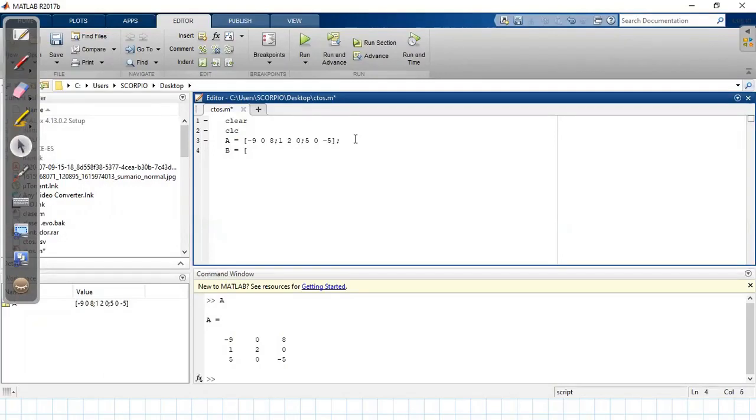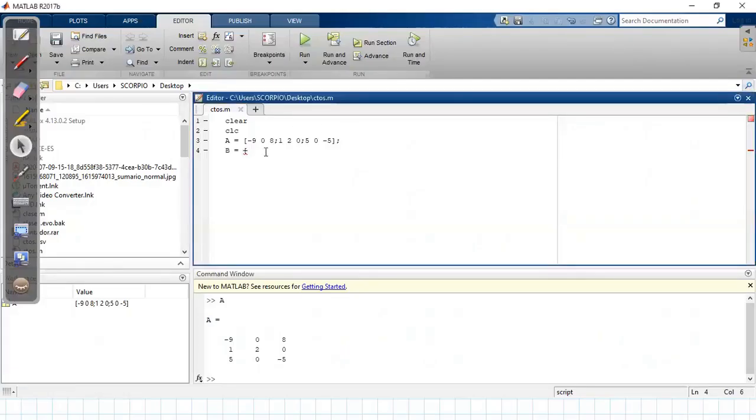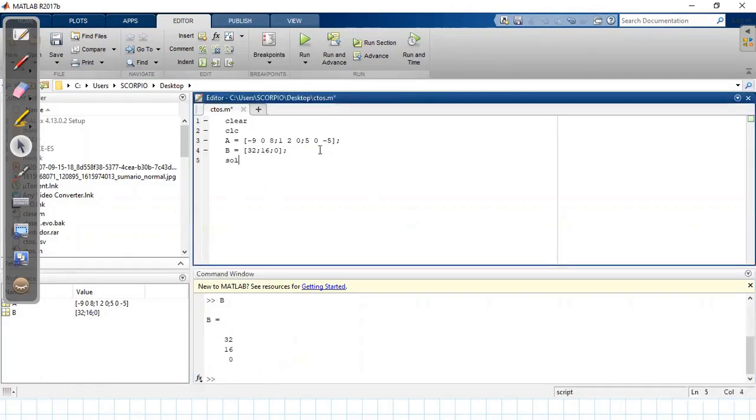Well, now to solve it I put here solution. I save. I give it the command. The values change. It says that B1 is worth -32 volts, B2 is worth 24 and B3 is worth -32. I come back here and write them down. B1 is worth -32 volts, B2 is equal to 24 and B3 is equal to -32.